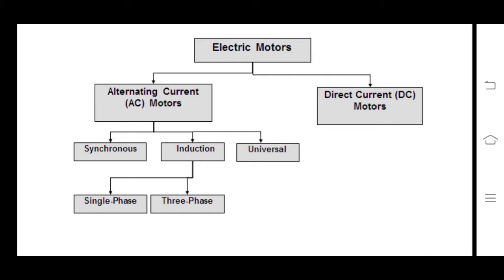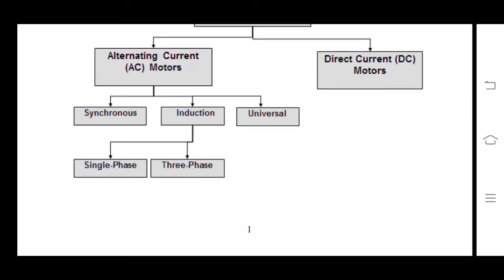AC motors are again of three types. One is synchronous machines and the other is asynchronous machines. The asynchronous machine is also called the induction machine. And the third one is the universal machine. A universal machine can work with AC and DC supplies. Induction machines are again single phase and three phase induction machines.